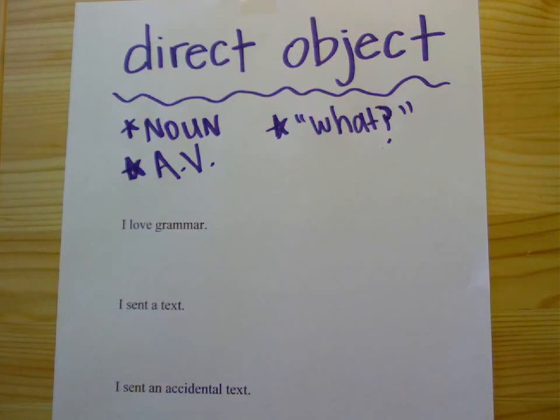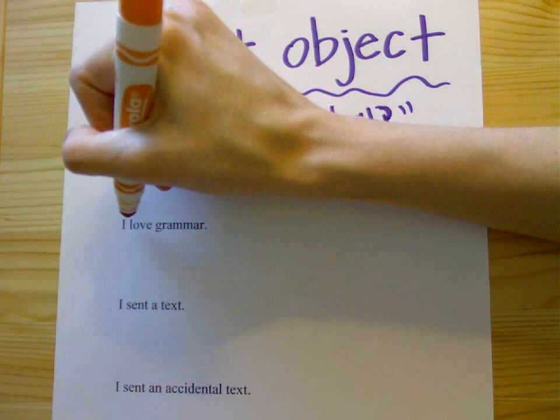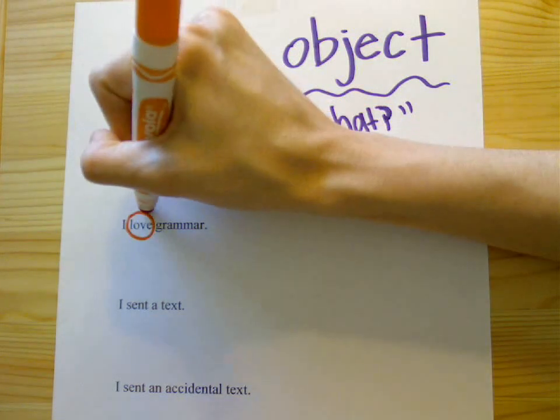Now, the first thing to do when you are trying to figure out what the direct object is in a sentence is to find the verb. So let's look at this first sentence. I love grammar. I'm sure you're all thinking that as you're watching this video. We all love grammar. All right, so let's find our verb first. I'm going to always circle our verb, and I'm going to put the verb in orange. So our verb here is love.